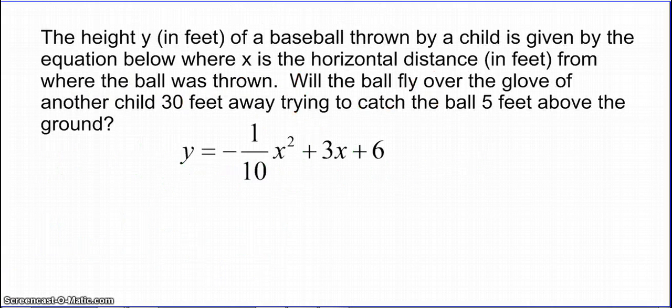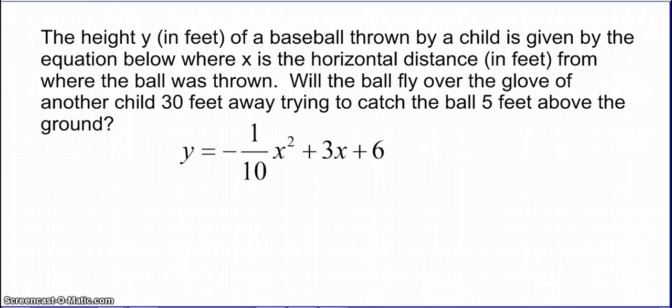Alright, so last one. The height y in feet of a baseball thrown by a child is given by the equation below, where x is the horizontal distance in feet from where the ball is thrown. Will the ball fly over the glove of another child 30 feet away trying to catch the ball 5 feet above the ground? So pause the video, take a minute, and solve that equation to answer the problem.